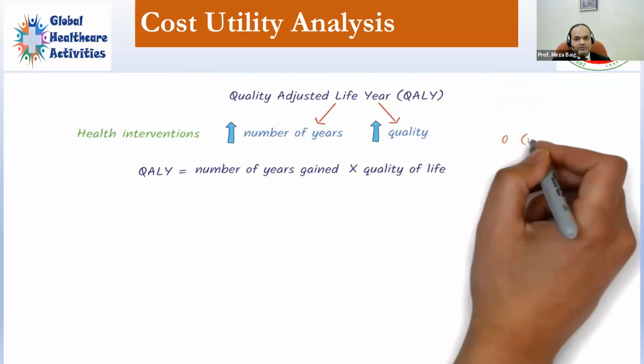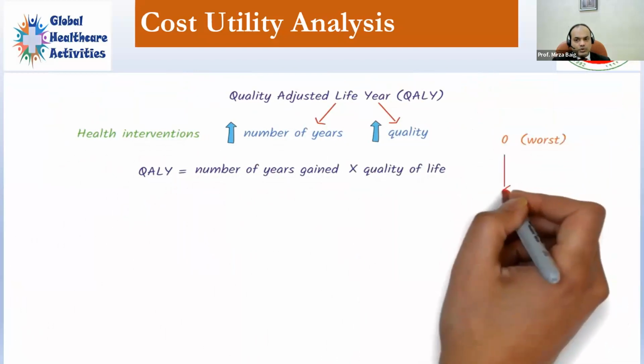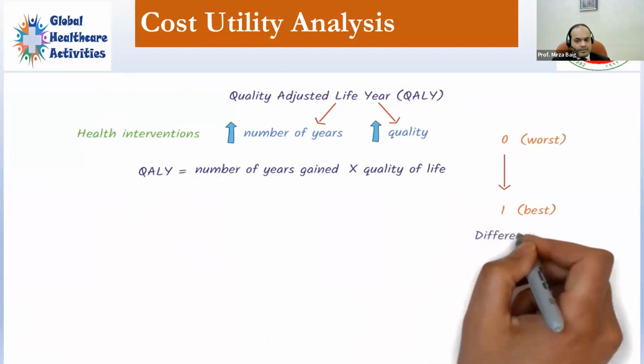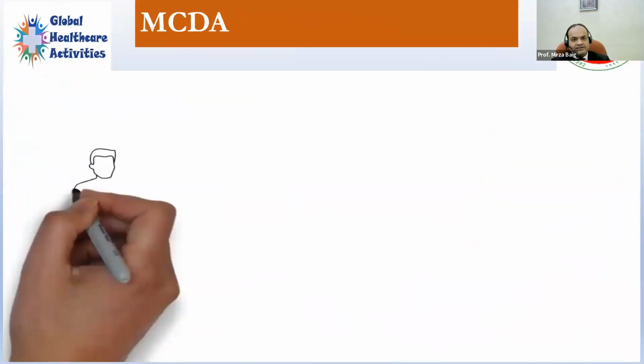So again, involvement of this quality, it is good. Like 0 is death, and 100% good quality of life is 1. That, of course, I like to skip. I have just a few minutes.